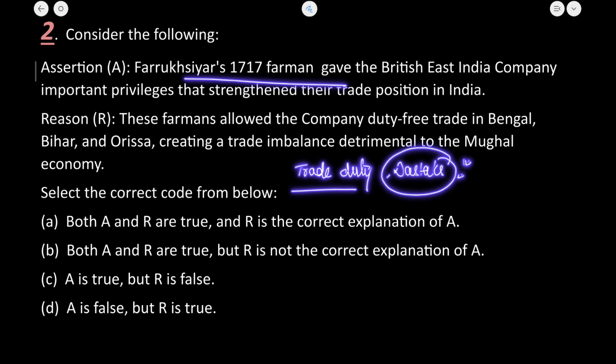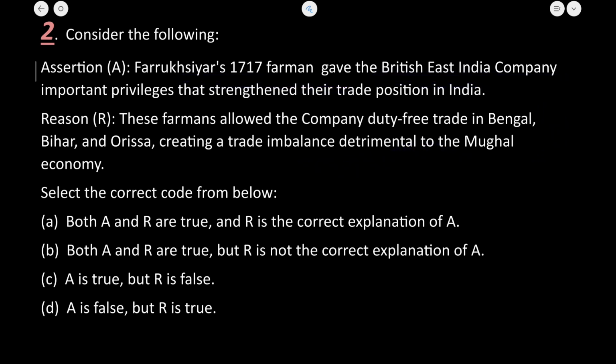So these were massively used by the British East India Company to gain leverage against the Mughal Empire. So these farmans ultimately led to a detrimental impact on the Mughal economy. These were not at all beneficial for the Mughal economy, as they slowly degraded the finances of the Mughal. Okay, so here both the assertion and the reason are correct. A is the correct answer to this question.